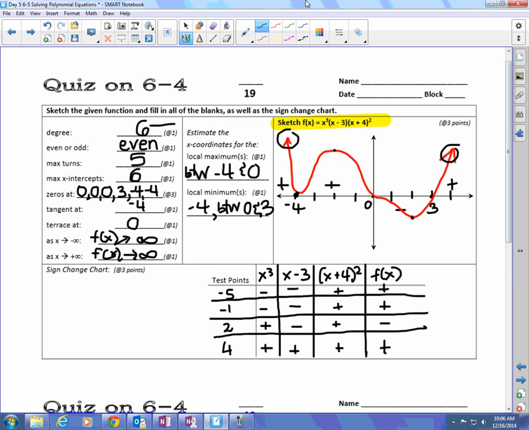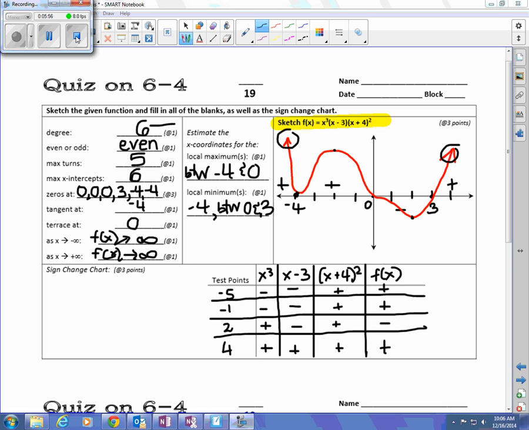Okay, that takes care of it. I hope that helps you guys to understand how to graph or sketch a given function.